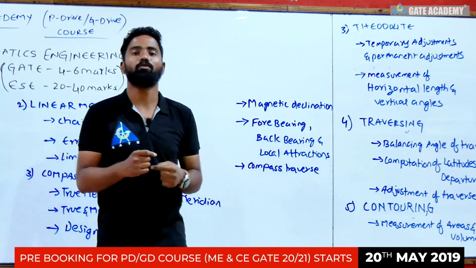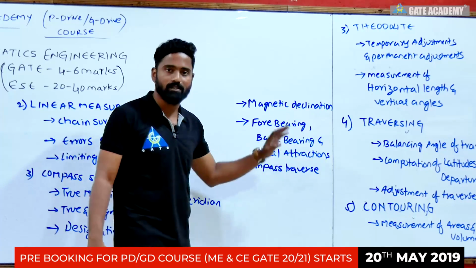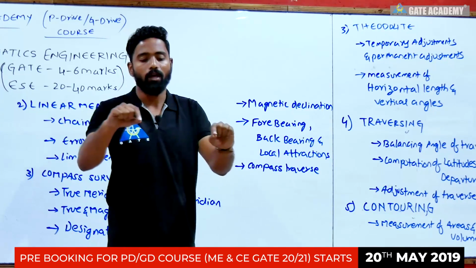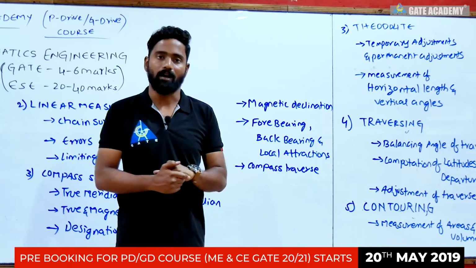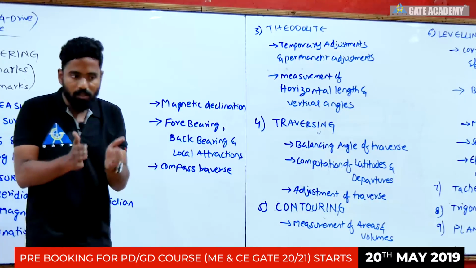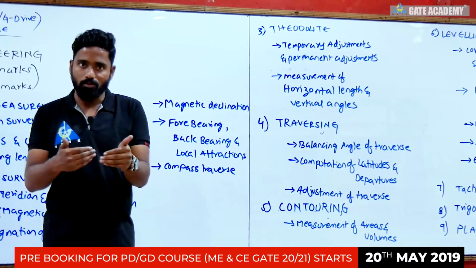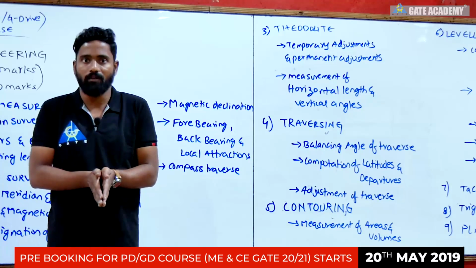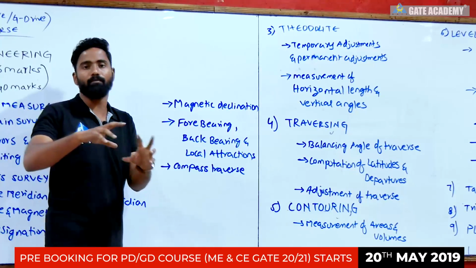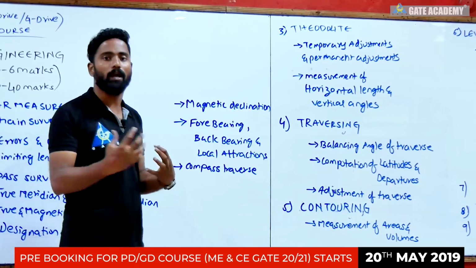You have to overcome those local attractions by using different methods, which we will see in traversing now. By using a compass, by measuring the angles, you will draw a traverse, which is called a compass traverse. If it is subjected to local attractions, how the error is reduced and how the correction is given to each will be discussed in your PG courses in depth. But if the angle between fore bearing and back bearing is not 180 degrees, then we call that the station is affected by local attraction.